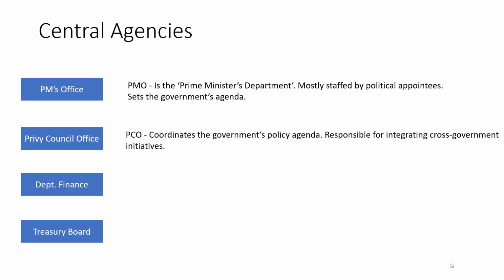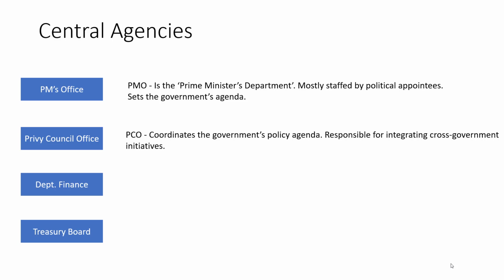The next organization we'll look at is the Privy Council Office, or PCO. The PCO coordinates the government's policy agenda, and it is responsible for integrating cross-government initiatives. So the Privy Council Office provides an integrating function. So if there is a problem that the government wants solved, and the Prime Minister's office directs the rest of the public service to solve or examine an issue, the Privy Council Office would get the main government departments that are responsible for those issues and bring them together into a room and create a plan to create an initiative to solve that problem.